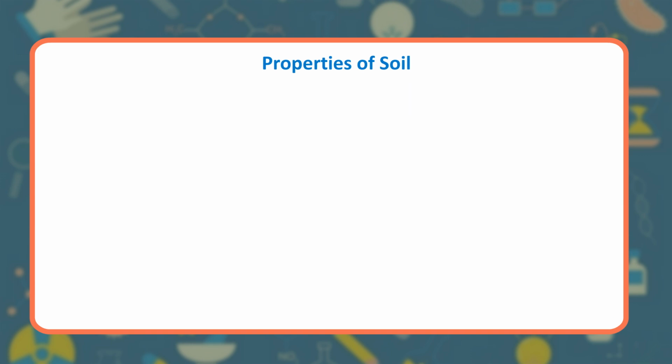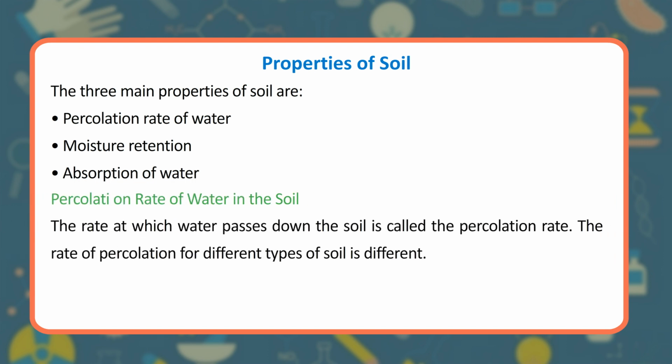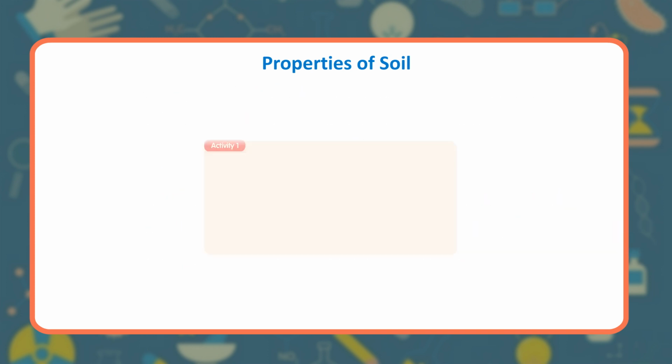Properties of soil. The three main properties of soil are: percolation rate of water, moisture retention, absorption of water. Percolation rate of water in the soil. The rate at which water passes down the soil is called the percolation rate. The rate of percolation for different types of soil is different.